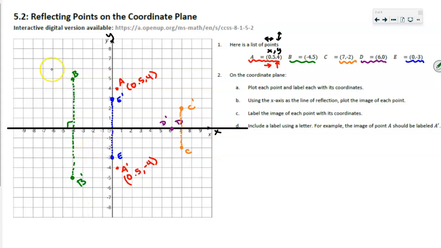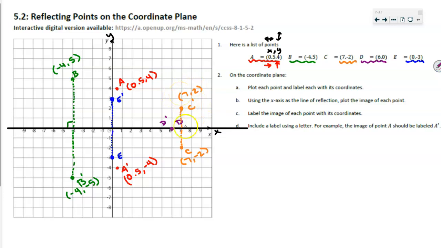B was originally negative 4, comma 5. What are the coordinates of B prime after that reflection? Daxton. Negative 4, comma negative 5. Because I am still 4 to the left, but now I'm 5 down. Let's move on to C. C was originally 7, comma negative 2. What are the coordinates of C prime? Swede? 7, comma 2. Great.